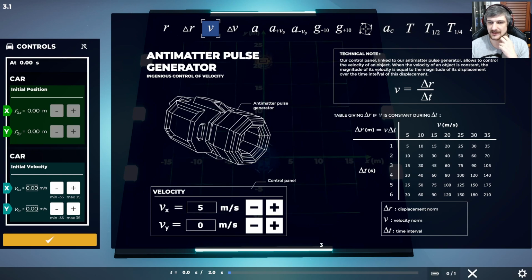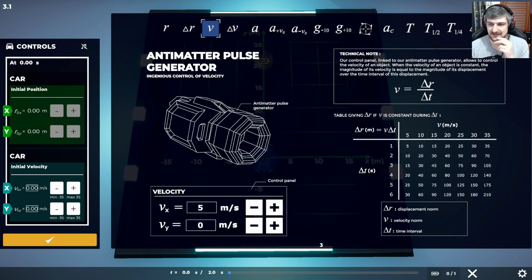Okay, when it's constant, the magnitude of its velocity is equal to the magnitude of its displacement over the time interval of this displacement. So velocity equals the displacement norm over the time. So, time in seconds, 1 second, 20 meters per second, 20, of course, right? It's per second, so, obviously. Pretty simple stuff. Just multiplying this by this, essentially.